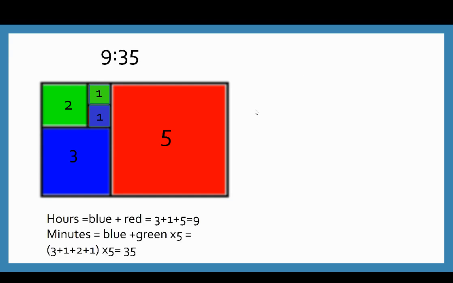So let's just check through my thinking. So the hours are blue and red. So that's 3 and 1 and 5 is 9. So they're the same. But my minutes are blue and green. So the blue is 3 and 1 and then 2 and 1 for the green. Okay, that's 5, 6, 7 times 5, 35. So it's 9:35.